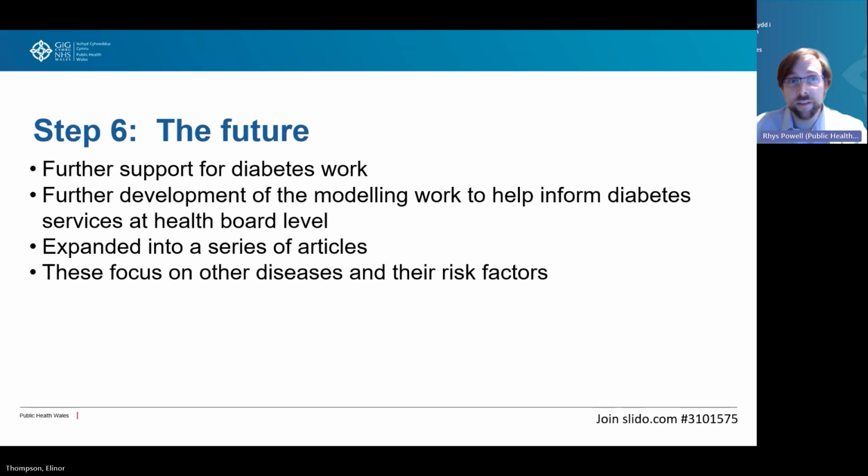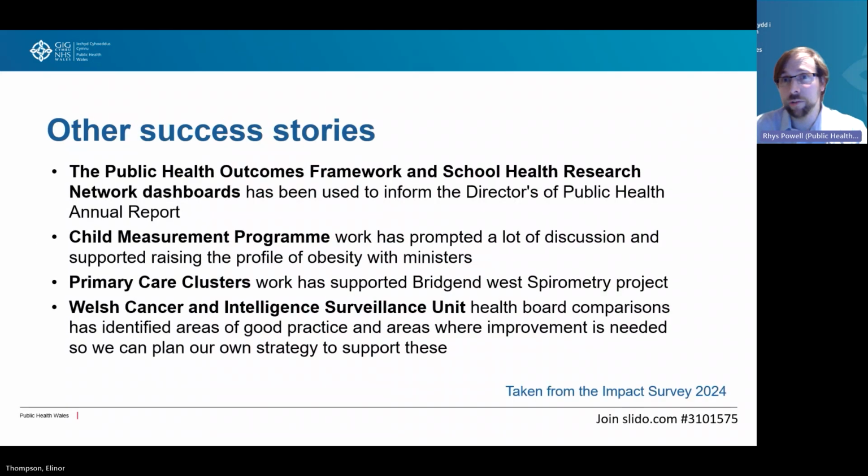We recently conducted an impact survey where we talked to our stakeholders and product users to see what they've done with our work. And we have a few more examples of how our data is having an impact in the real world. Two of our dashboards, the Public Health Outcomes Framework and School Health Research Network, have been used in the Directors of Public Health annual report.